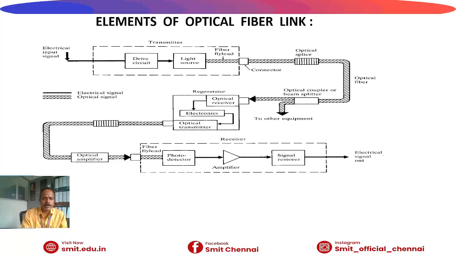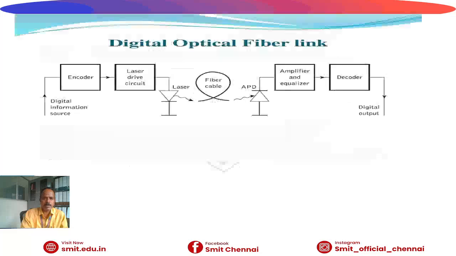The photodetector detects the light, and the signal is amplified, restored and decoded, and it is again given as the original electrical signal and fed as the output. This is what the propagation of optical communication means.